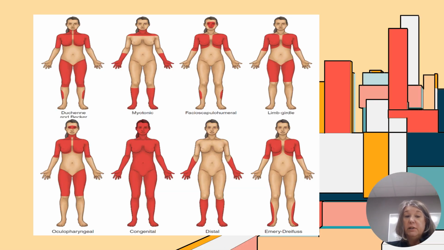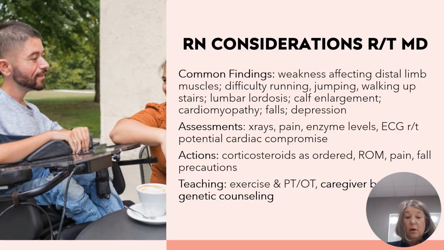This is just a slide that shows main areas of muscle weakness in different subtypes of muscular dystrophy. You can kind of see this one is whole body. The one second on the bottom row is whole body, and then the one next to it is just extremities, right? It's totally crazy. So it presents all different ways with people.